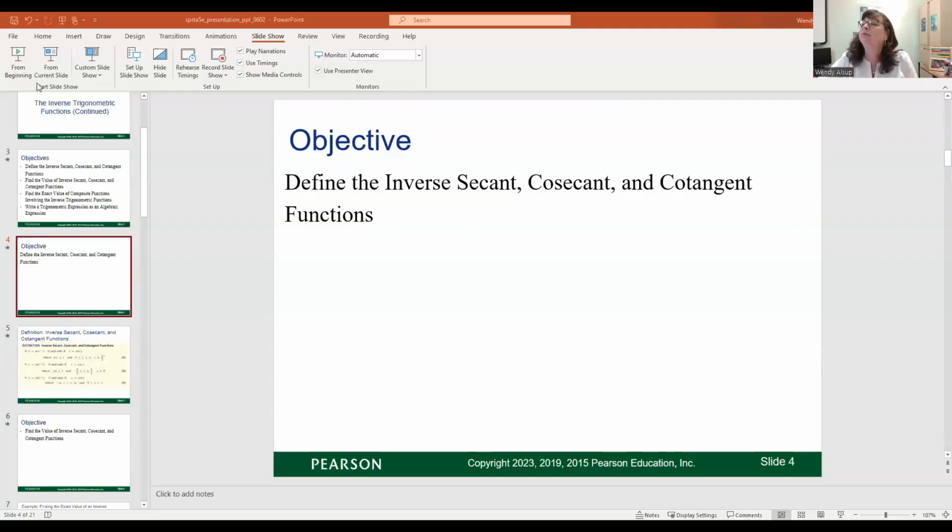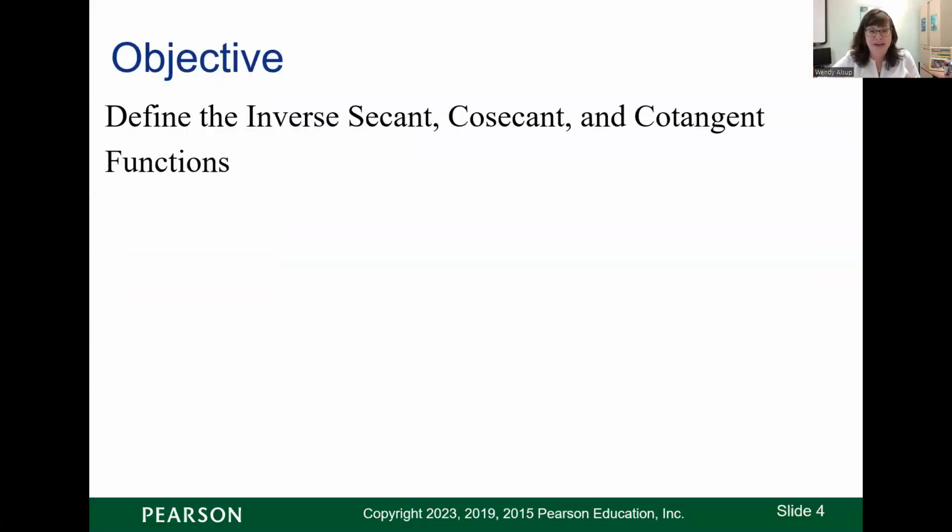Math 111 students. We are in 6.2 today. And so I just want to jump on in. We are doing the inverse secant, cosecant, and cotangent. And just like with the inverse sine, cosine, and tangent, the domain and range really matter.